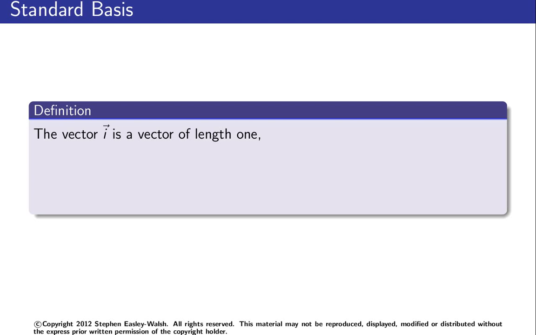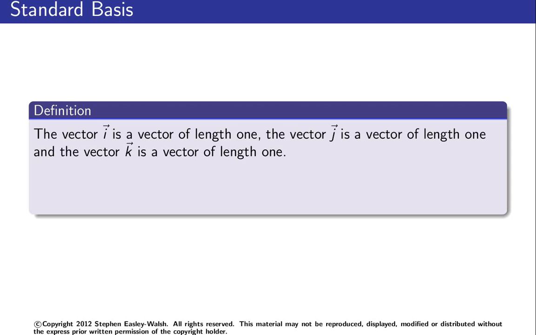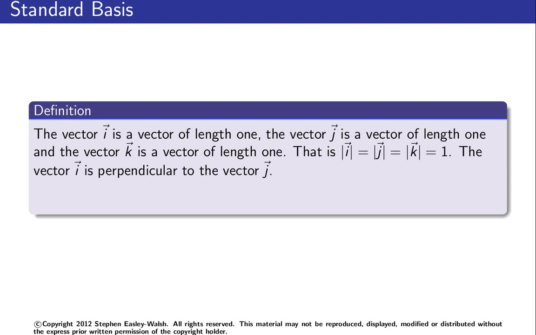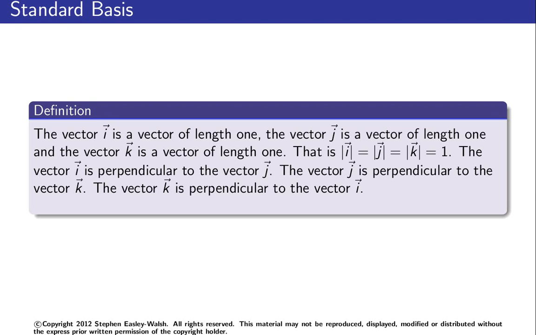So firstly, we're going to introduce a new set of notation, and this new idea is called the standard basis. So what we have now is the vector i is a vector of length 1, the vector j is a vector of length 1, and the vector k is a vector of length 1. That is, the magnitude of each vector is 1. The vector i is perpendicular to the vector j, j is perpendicular to the vector k, and the vector k is perpendicular to the vector i. This is called the standard basis.